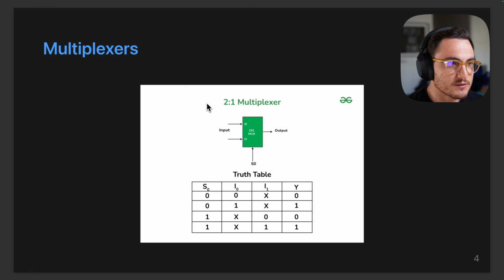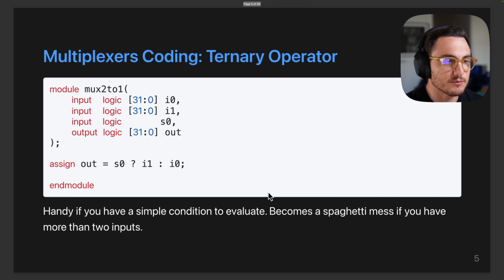So this is what a 2-to-1 multiplexer looks like. We need to select between two inputs, so one select bit is fine. And you can see that when S0 is 0, we hard connect input 0 to the output regardless of what input 1 is. So this is why you have Xs here. And then when S0 switches to 1, the same thing applies, but for input 1. So we're basically passing input 1 to the output.